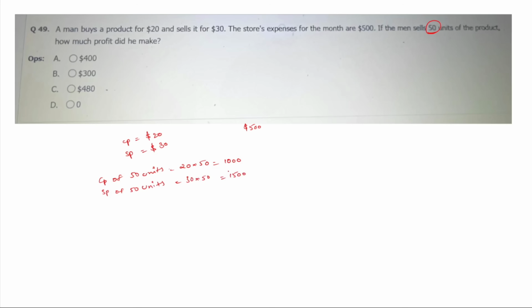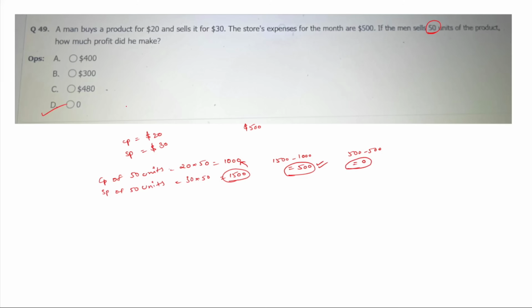So the selling price is 30 into 50, which is equal to 1500. And then we need to calculate the profit. So here we can see that the selling price is more, so we need to subtract the cost price from the selling price. So 1500 minus 1000, which is equal to 500. So the profit is $500. But for every month there is a store expense of $500. So 500 minus 500, which is equal to 0. So there is no profit. The correct option is option D.